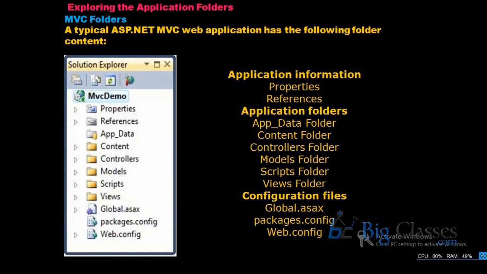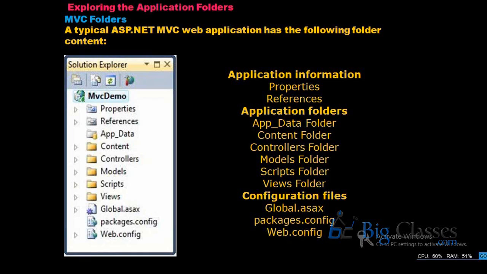If you go for MVC, we can find this type of architecture: properties, references, application data, content, controllers, models, scripts, views, global.asax, packages configuration, web.config. First of all, we can discuss properties. It has the information regarding the application. References deal with what namespaces and what base class libraries we have taken.